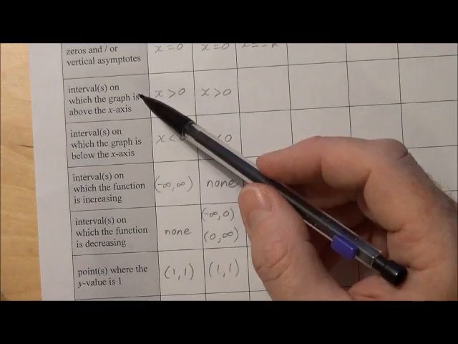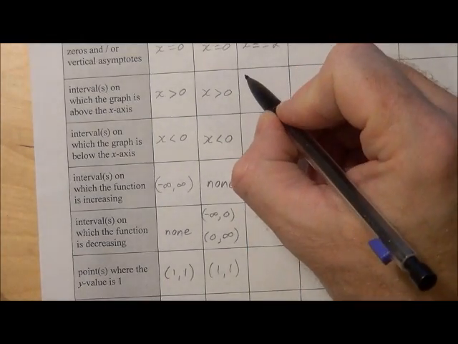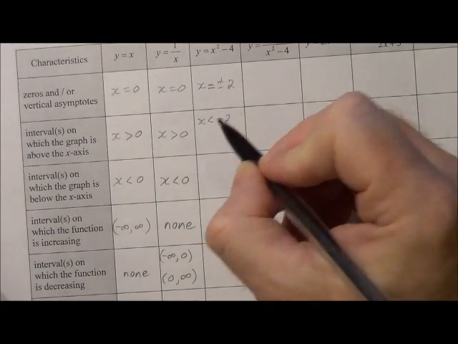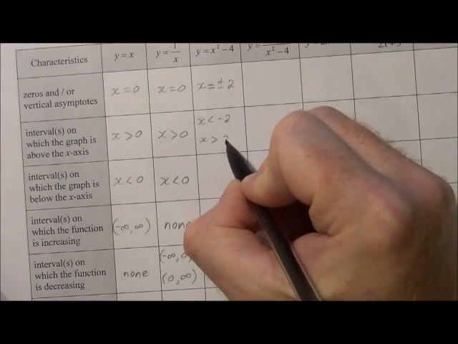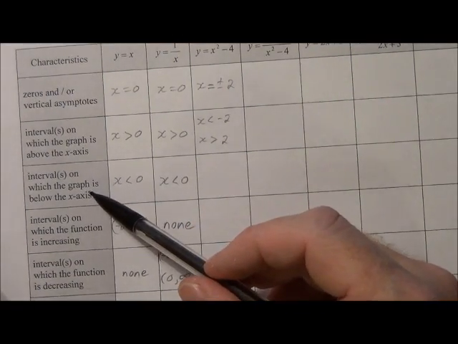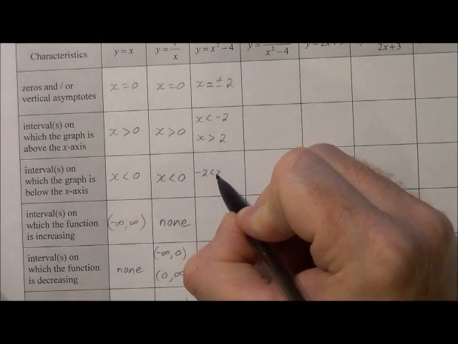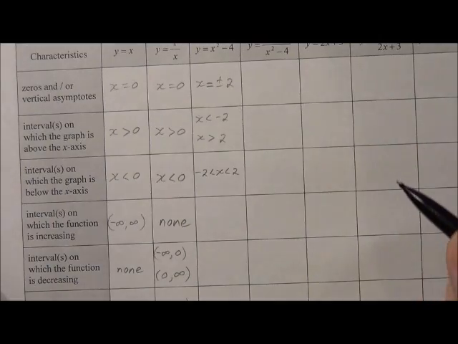So the interval in which the graph is above the x-axis, well, this occurs when x is less than -2 and when x is greater than 2, and the graph is below the x-axis when -2 is less than x is less than 2.